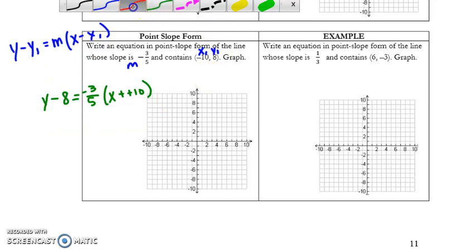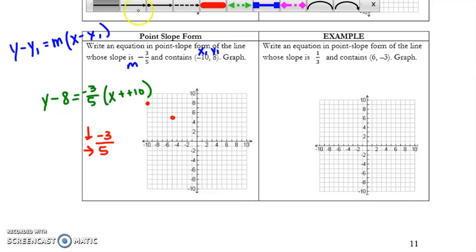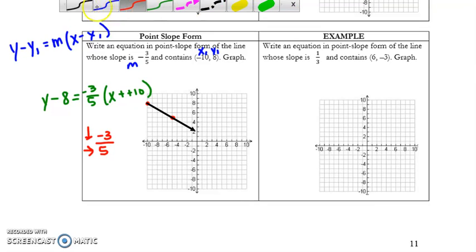put this on the graph. Well, we can plot this point, and then we can use our slope to go from this point to our next point. So -10, 8 would be right here. And we're going to go down 3 and right 5. So down 3 and right 5. 1, 2, 3, and right 1, 2, 3, 4, 5. And then we're going to draw our line. And go ahead and stick an arrow on this side too.